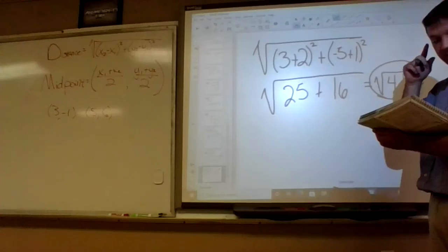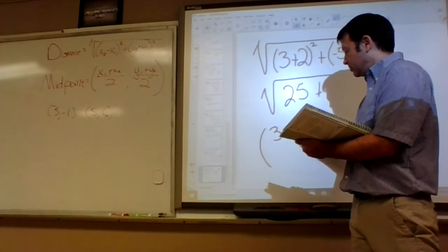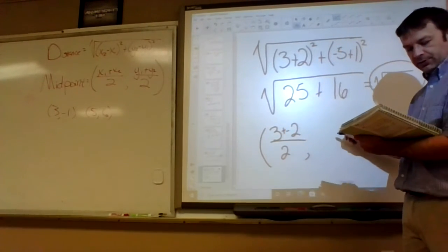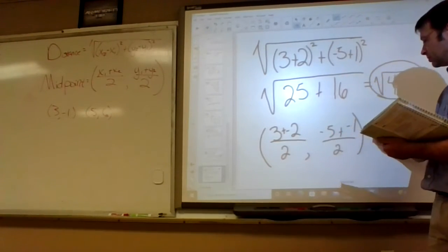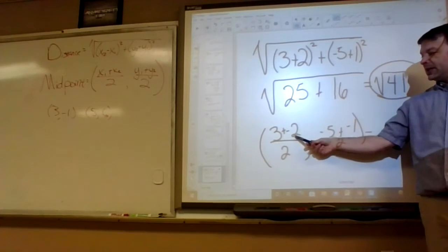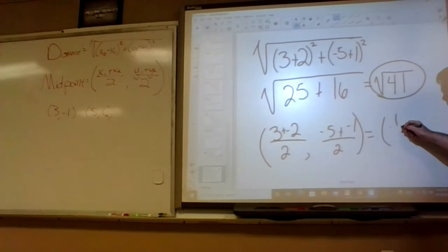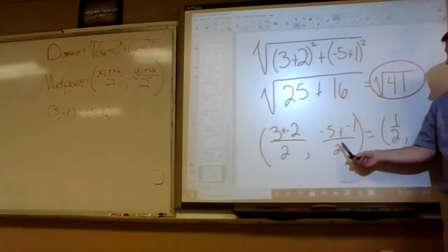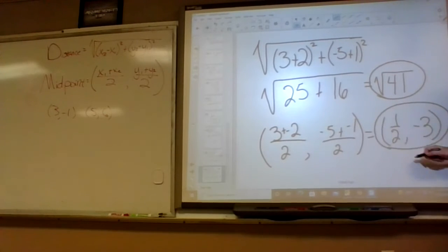All right, anyway, the midpoint. So I'm going to average the x values. 3 plus negative 2 divided by 2, and average the y values. Negative 5 plus negative 1 divided by 2. 3 plus negative 2, 1. Divided by 2, 1/2. Negative 5 plus negative 1 is negative 6. Divided by 2, negative 3. Midpoint.